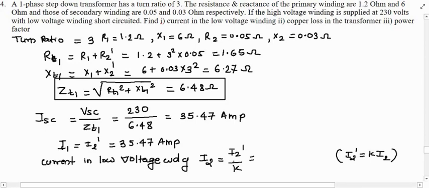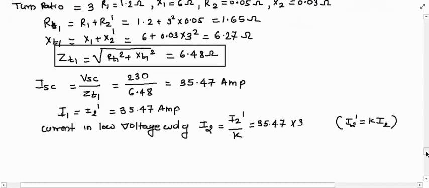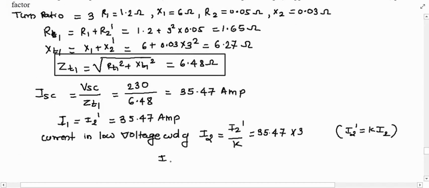K is 1 by 3, because K is nothing but the reciprocal of your turns ratio. So I2 dash upon 1 by 3 means I2 dash into 3. So 35.47 into 3. So I will get here the secondary current I2 is equal to 106.4 ampere.